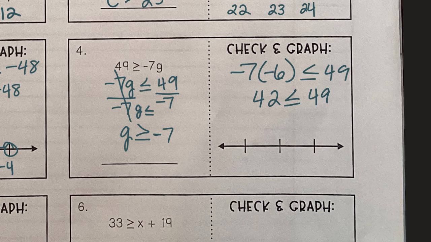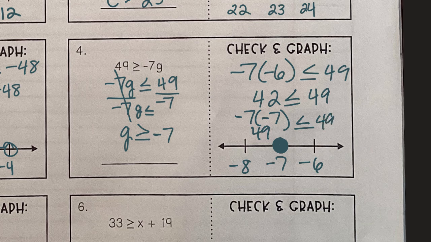Otherwise, it doesn't work. So when I graph my value here for G, I got a negative 8, negative 7, negative 6. I'm going to put a closed dot on my negative 7 because negative 7 would work as a solution if I did put negative 7 in there. Negative 7 times negative 7 is a positive 49, which is in fact less than or equal to 49. It's equal to it, so that would work. And now my arrow is going to go greater than, so it can be any number to the right of my negative 7 to go into that problem.